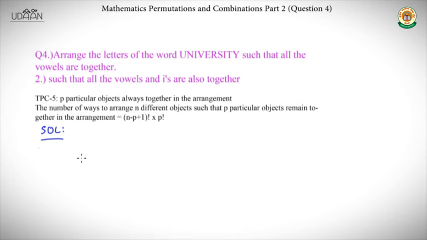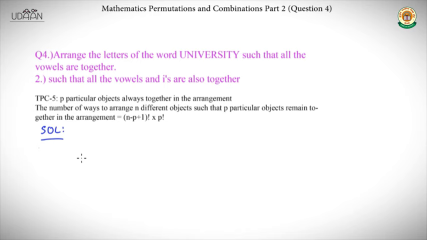Now we move to question number 4, which says: arrange the letters of the word university such that all the vowels are together. And the second part of the question is to arrange the letters of the word university such that vowels and I's are together. So basically now we move to arrangement of objects in which we have to keep p particular objects always together. So let's move to the solution.